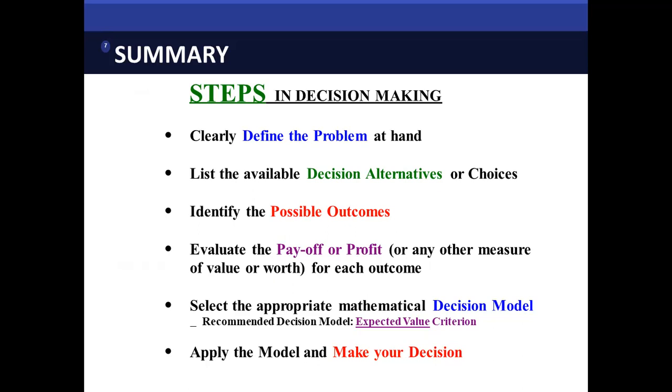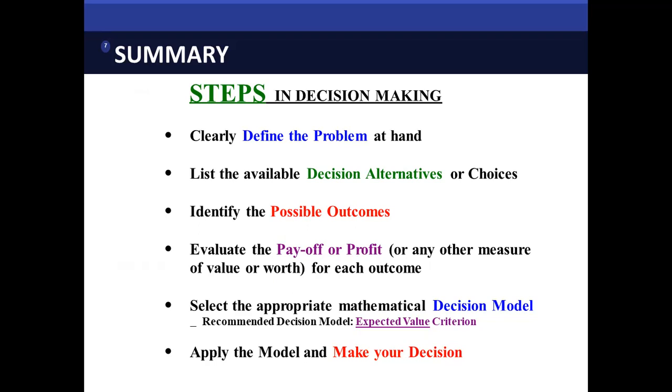Now, second to the last step here is select the appropriate mathematical decision model. Okay, so here we use the expected value criterion. Remember, I said it can be expected monetary value, expected goal value, expected value. So depending on what you are expecting, that determines the value you attach to it. And you run your analysis using that. I've shown you how to arrive at the values at every chance node. You have to multiply the probabilities by your payoff.